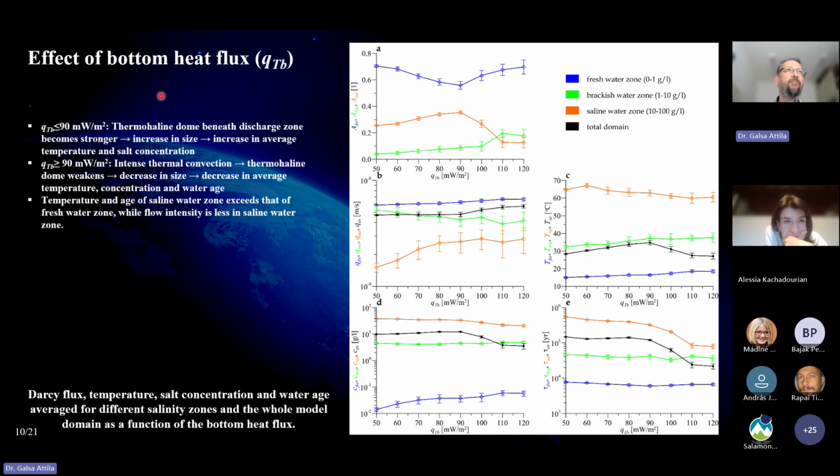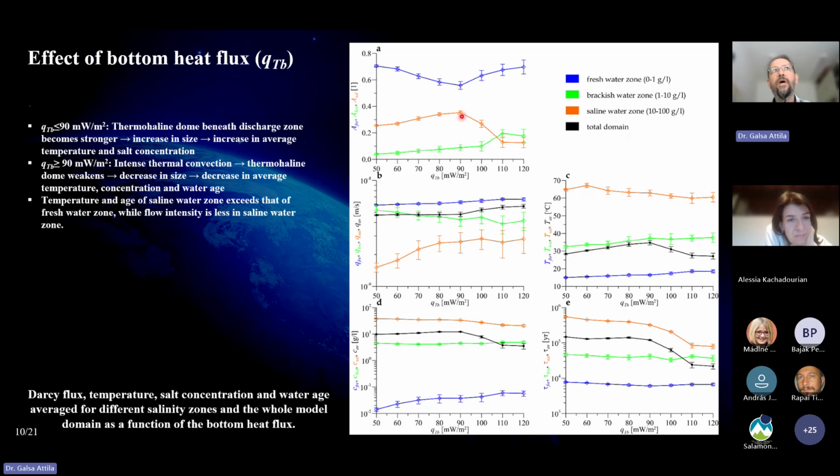So quantitatively, for example, the size of the saline water zone, this is the size of the thermohaline dome, has a maximum in the base model, when the bottom heat flux is equal to 90 milliwatts per square meter. But decreasing the bottom heat flux weakens the thermal buoyancy, that's why the size of the thermohaline dome decreases together with the temperature. This is the black curve, the temperature averaged for the total model domain.